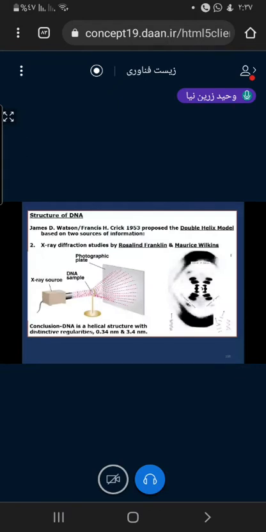Research on DNA continued. James Watson and Francis Crick in 1953 proposed a double helix model based on two sources of information. One, Chargaff's hypothesis, and two, the X-ray diffraction study by Rosalind Franklin and her colleague Maurice Wilkins. As you see in this picture, you can see the photograph of the DNA crystal taken by Rosalind Franklin.